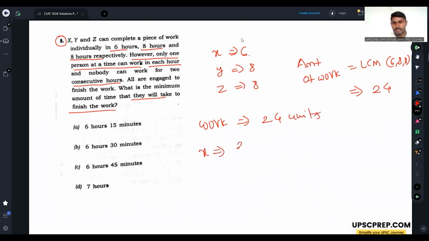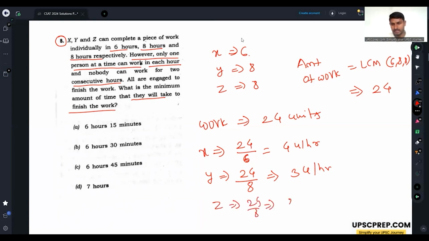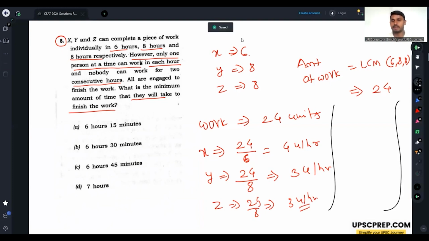How much will X be able to do in one hour? 24 by 6, that is 4 units per hour, right? 4 units per hour he will be able to work. How much will Y do? If 24 is the total work unit, he is able to complete that work in 8 units. He will be able to make 3 units per hour, and similarly Z will be 24 by 8, again 3 units per hour. Okay, so see now, we have to find out the minimum number of hours that will be required to complete the work.